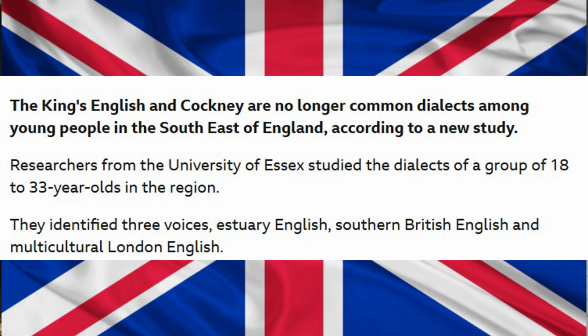So I checked out a BBC article related to how many speakers of a modern British RP accent there are in the southeast of England. According to this article, the King's English and Cockney are no longer common dialects among young people in the southeast of England, according to a new study. Researchers from the University of Essex studied the dialects of a group of 18 to 33-year-olds in the region. They identified 3 voices: Estuary English, Southern British English, and Multicultural London English.